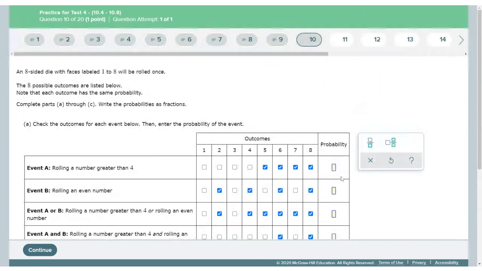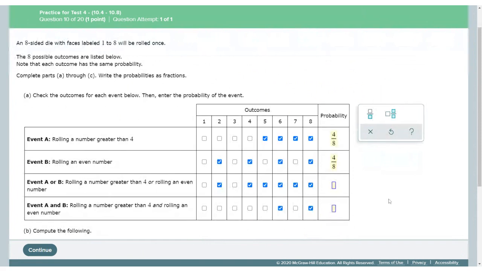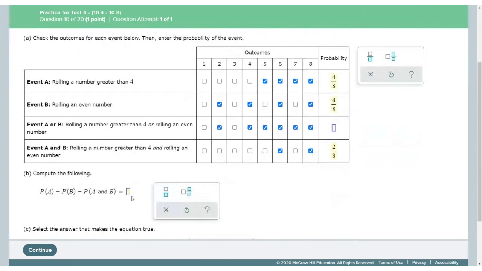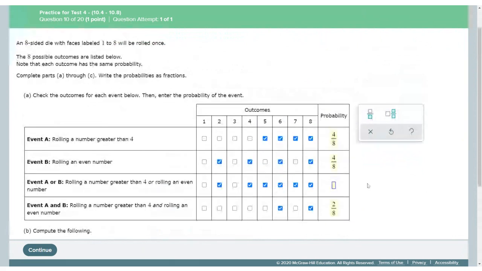So this is 4/8, which is 1/2. Well, I'm going to leave them like that, and I'm going to come back and change them. This is also 4/8. All right. This one is 2/8. Now, they're going to ask us down there to fill this in. And I'm going to show you that again, how the formula works.